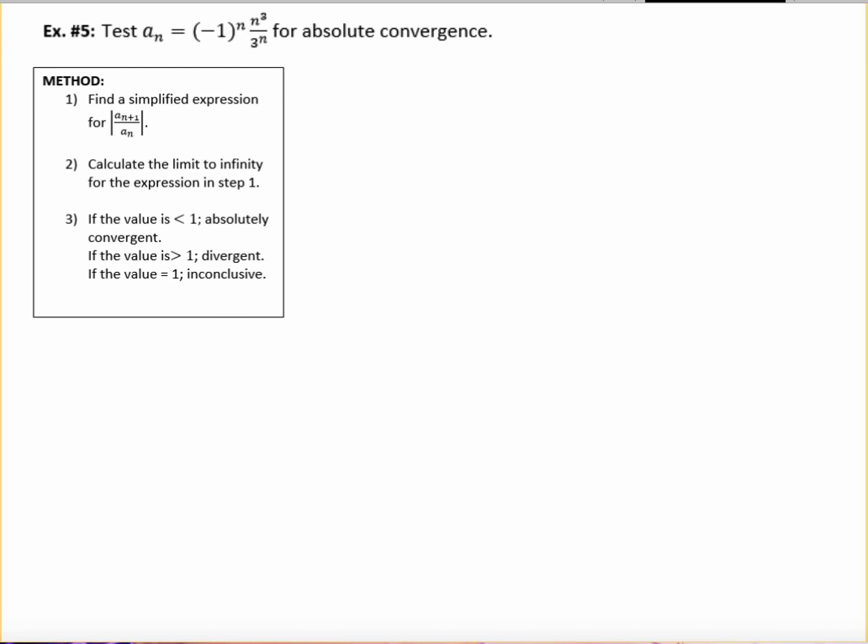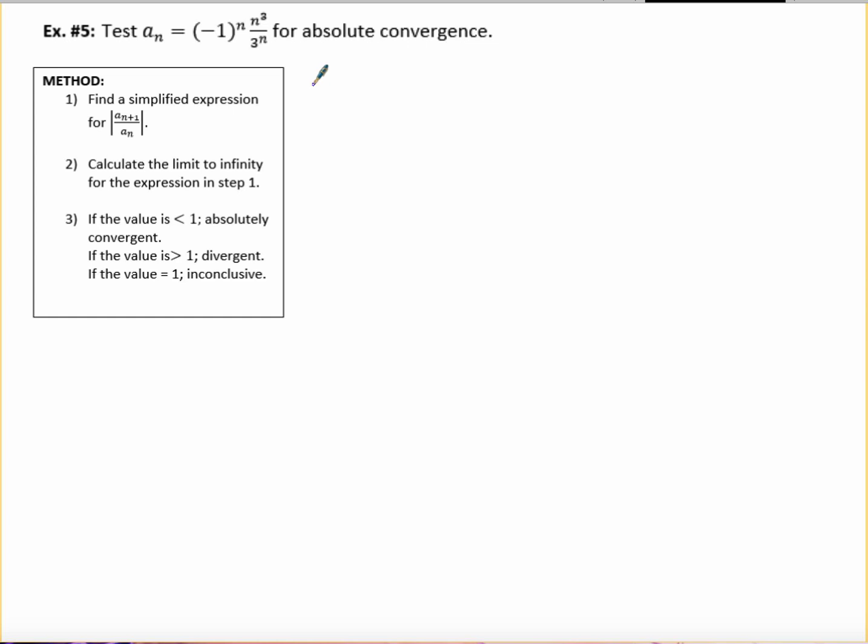So here we go. This is example number 5. We're continuing on our second day of work on convergence tests for infinite series. So we are asked here to test this series for absolute convergence. So let's check it out.